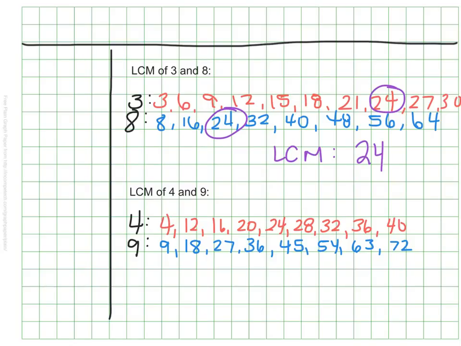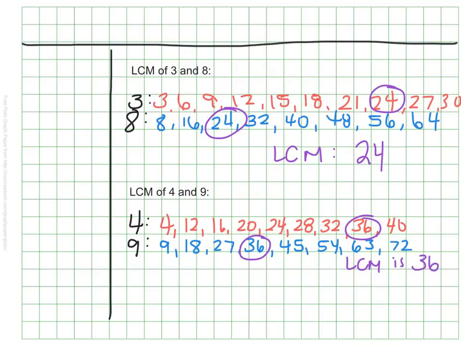What did you find for your lowest common multiple? When I look here for my list of multiples, I see that the first one they share is this 36, which means that the lowest common multiple of 4 and 9 is 36.